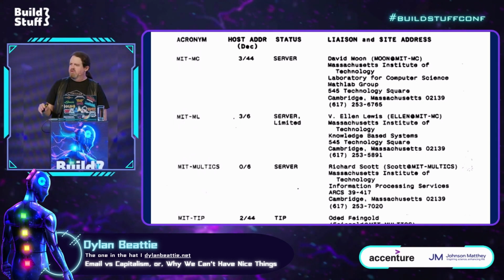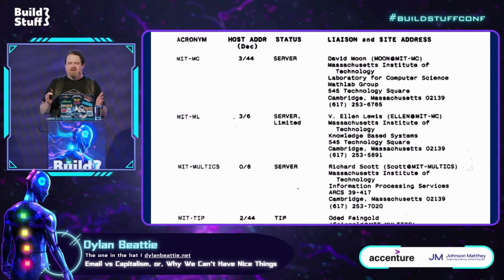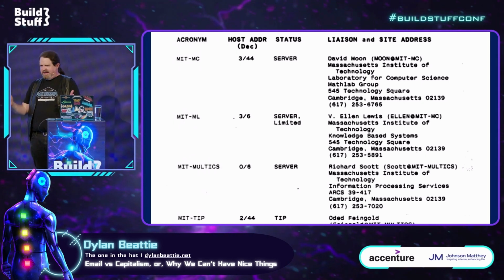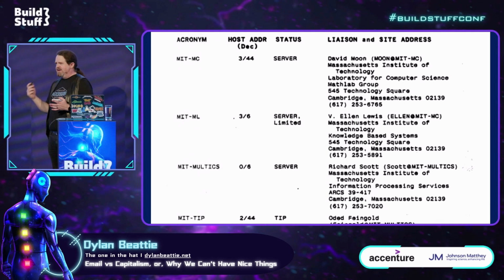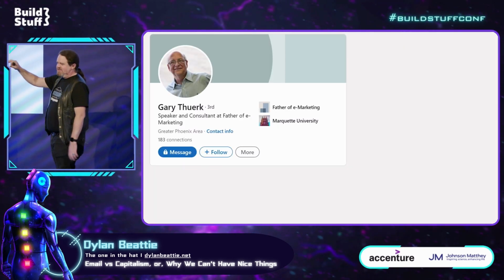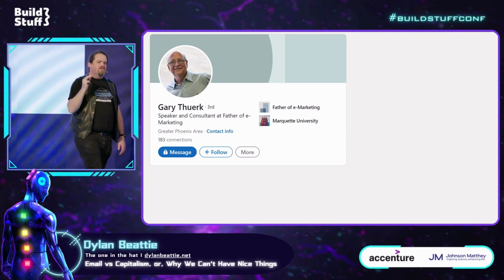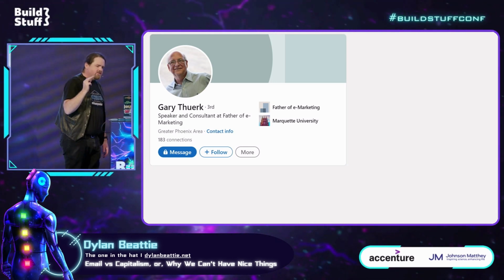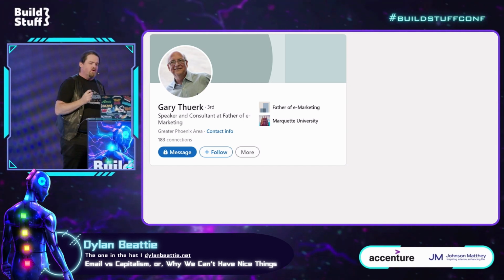Now, one of the really interesting things about researching computer history is computer history hasn't taken very long. We're only a couple of decades into the information age. I went looking for Gary Thuerk thinking I'd find Wikipedia pages. No, he's just on LinkedIn. This guy's still kicking around, and he says he's the father of e-marketing. Gary Thuerk invented spam.